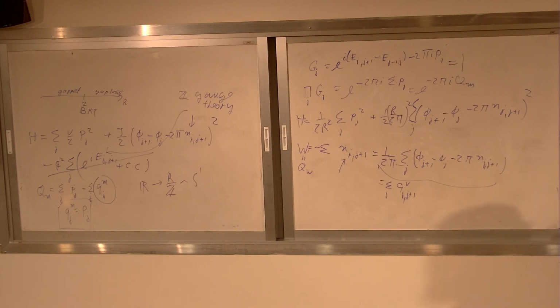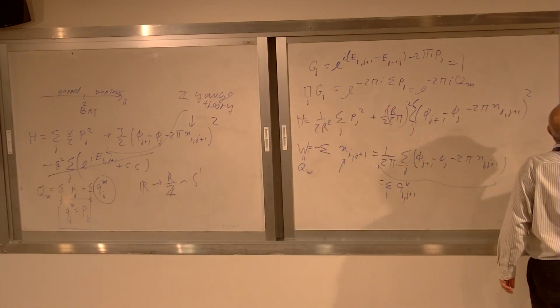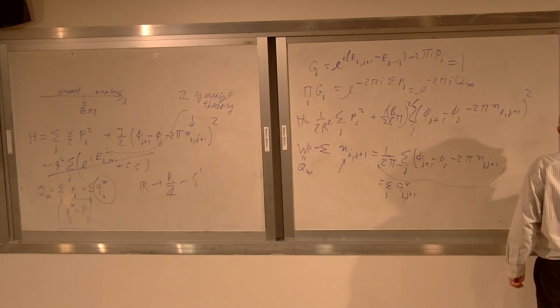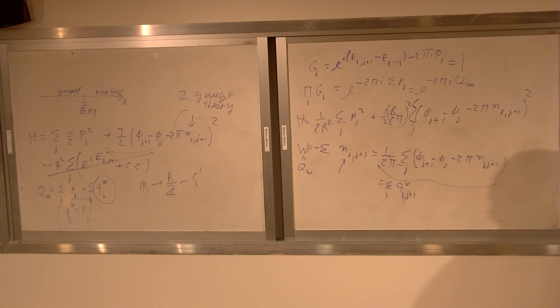Okay, so we have two interesting objects. Let's recall what they are. The charge density here is Q_M of j, which is p_j. And the charge density here is Q_W of j, j plus 1 on the links, which is 1 over 2 pi, no sum, phi_{j+1} minus phi_j minus 2 pi n_{j+1}.